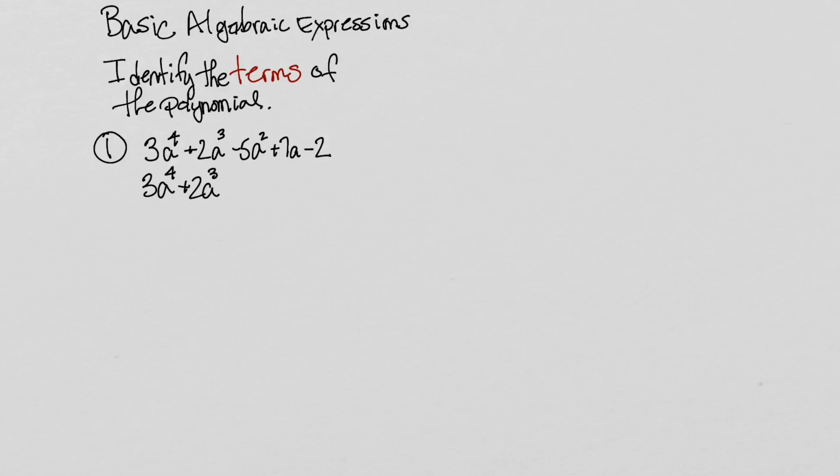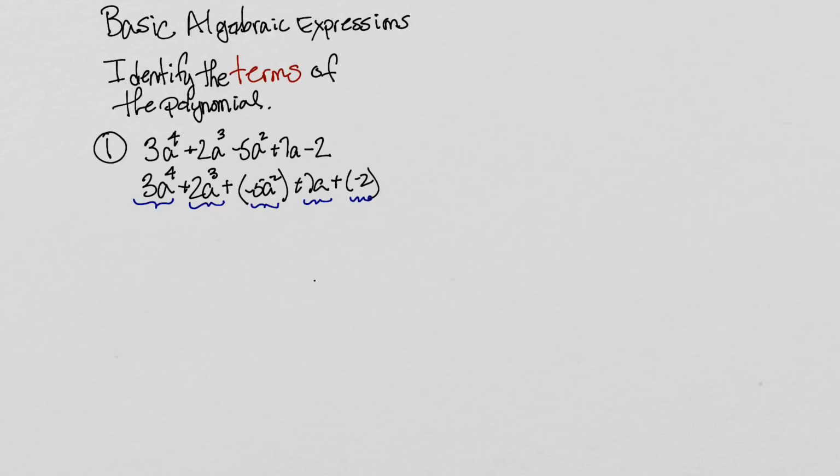Now change subtraction to addition of the opposite. This is going to be plus, and then a negative 5a squared plus 7a, and then this minus will change to addition of the opposite. Now, here are the terms: quantities separated by plus signs.